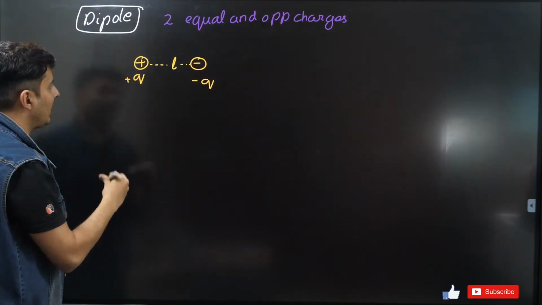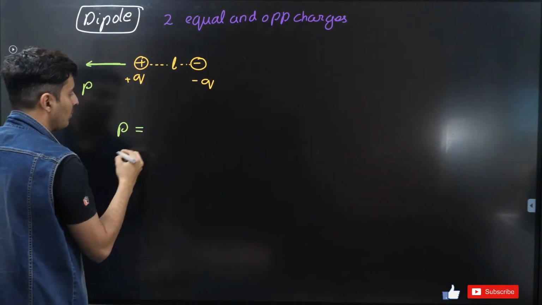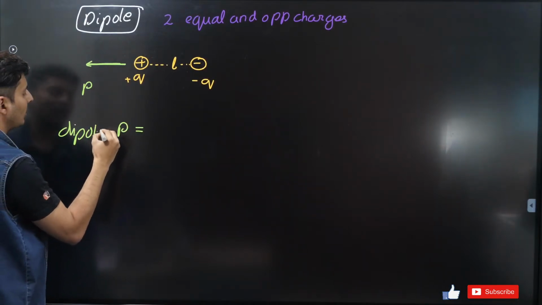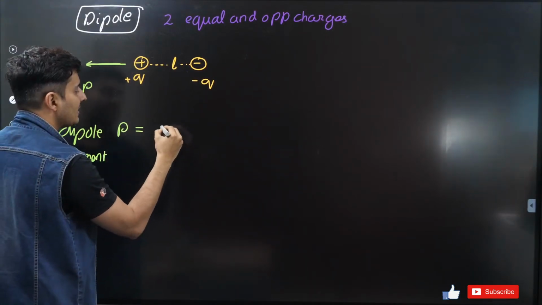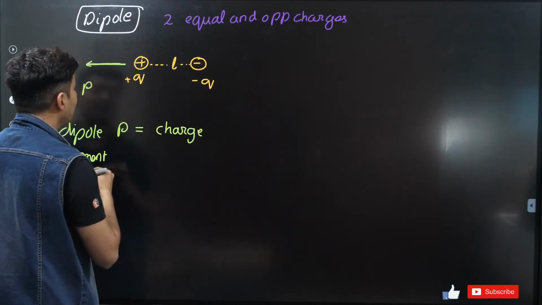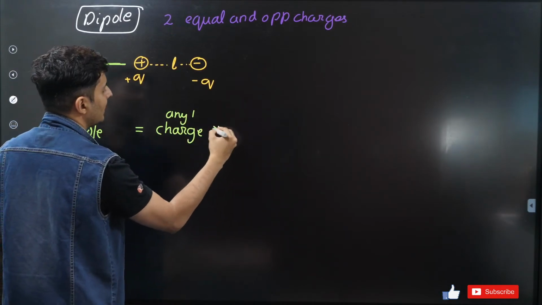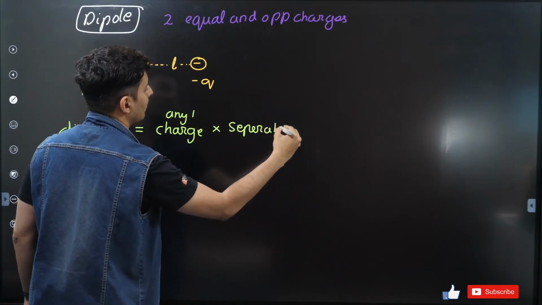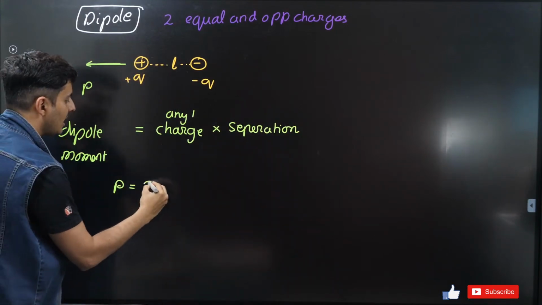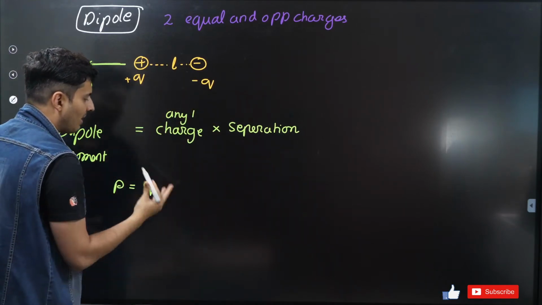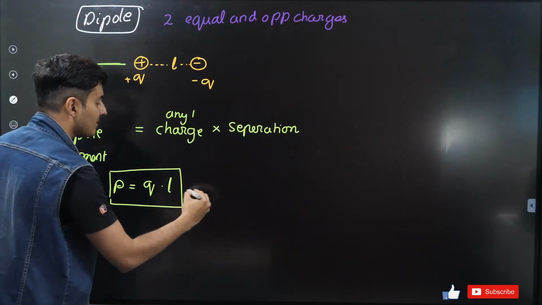Now the strength of a dipole is denoted by the symbol P. P is the symbol for the dipole. So the dipole moment, or just the dipole, whatever you want to call it, is any one of the charges multiplied by the separation between them. So P is the magnitude of one of the charges, Q or minus Q, times the separation, which is L. So this becomes the formula, and this is a vector quantity.